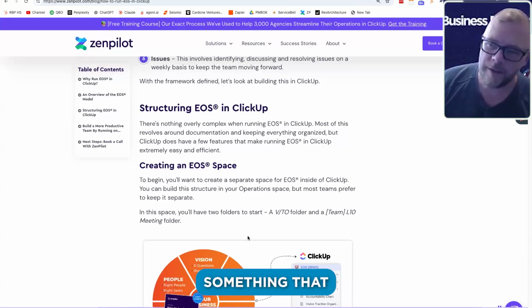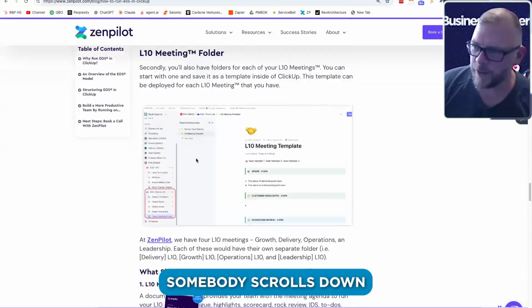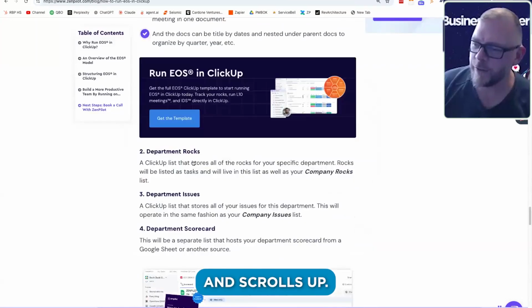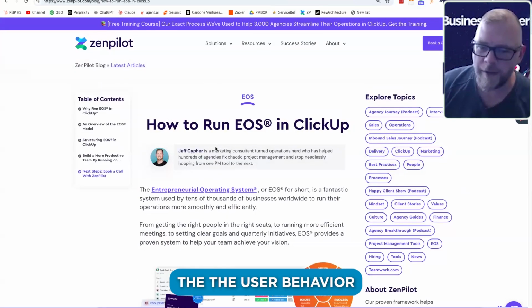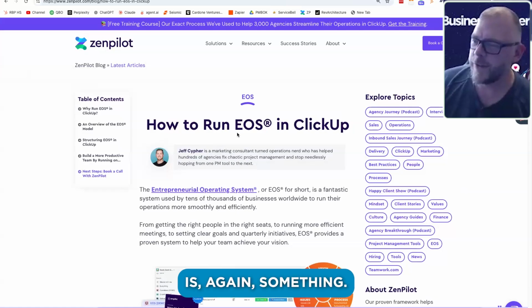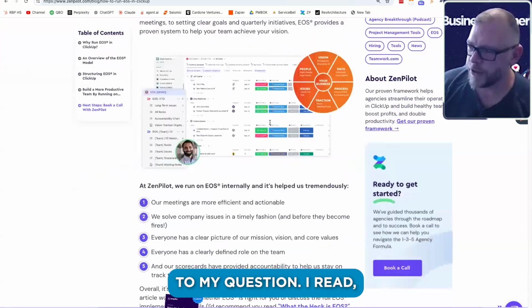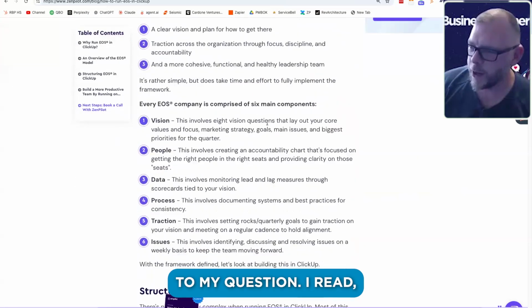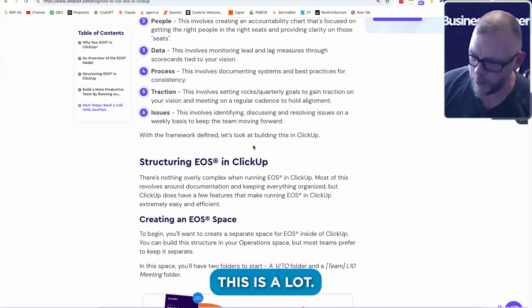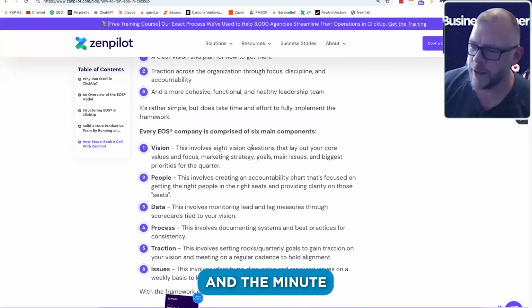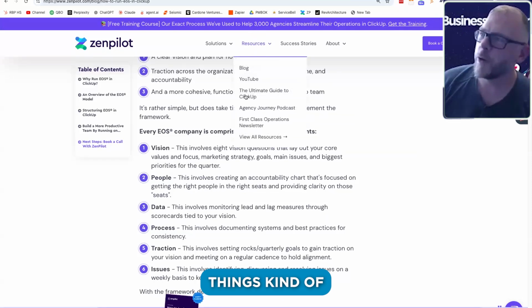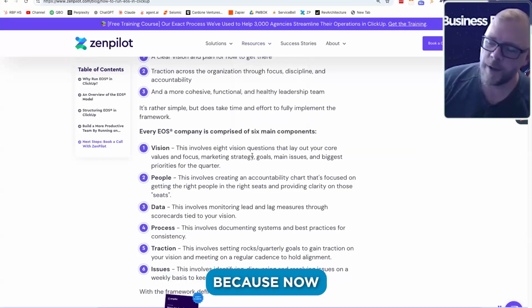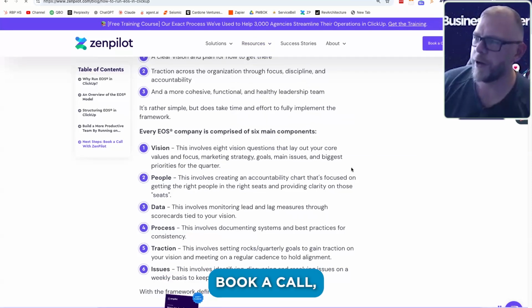That is something that they've tested, which is like somebody scrolls down and goes, wow, that's a lot, and scrolls up, and they're like, I don't know, like that's the behavior, right? The user behavior that has been studied is you get in, somebody goes, okay, that's an answer to my question. I read, I go, holy shit, this is a lot. What else do I do? And the minute you scroll up a little bit, pop, pop, all these conversion things kind of re-highlight themselves, because now people are like, yep, they're smart, book a call.